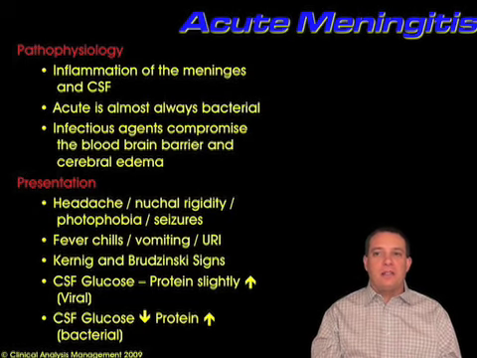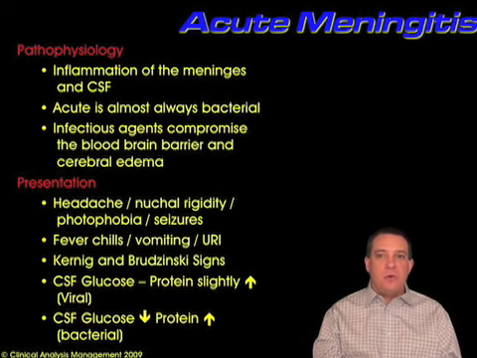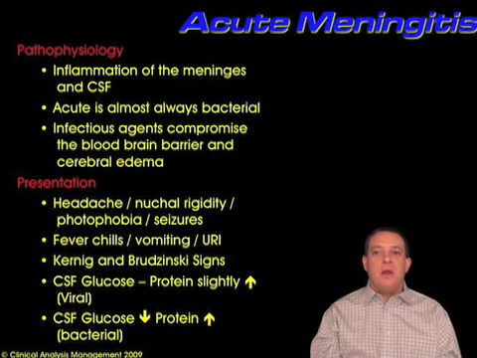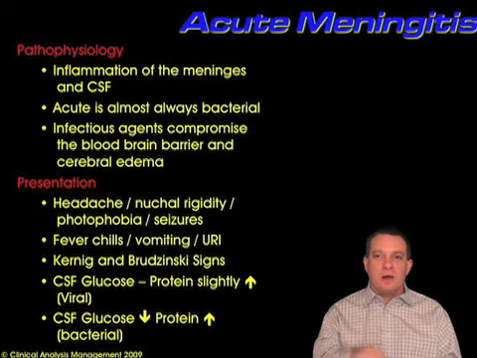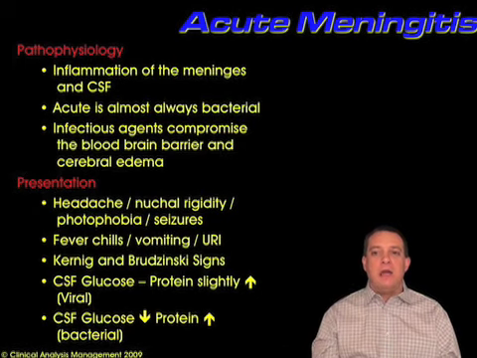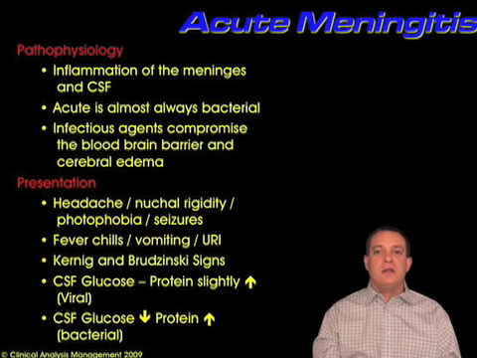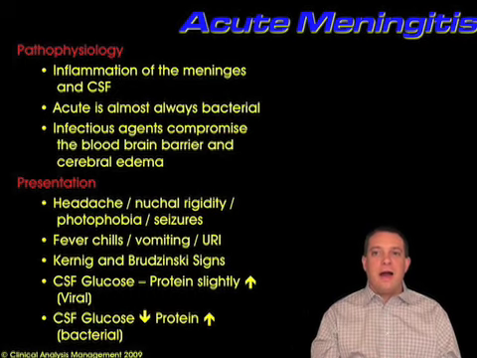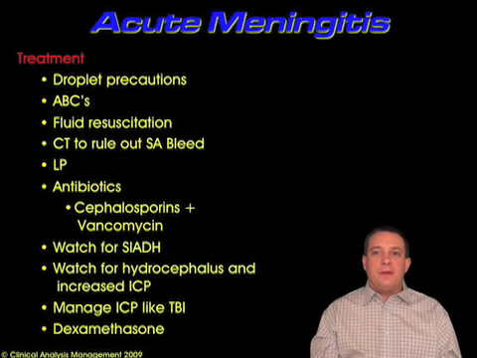In contrast, if their meningitis is bacterial, which is what we see most of the time, remember that the patient's spinal fluid glucose is going to be very, very low, and their protein is going to be very, very high. So I'll say that again. The classic presentation of bacterial meningitis when we look at the CSF is that the glucose is low and the protein is very high.